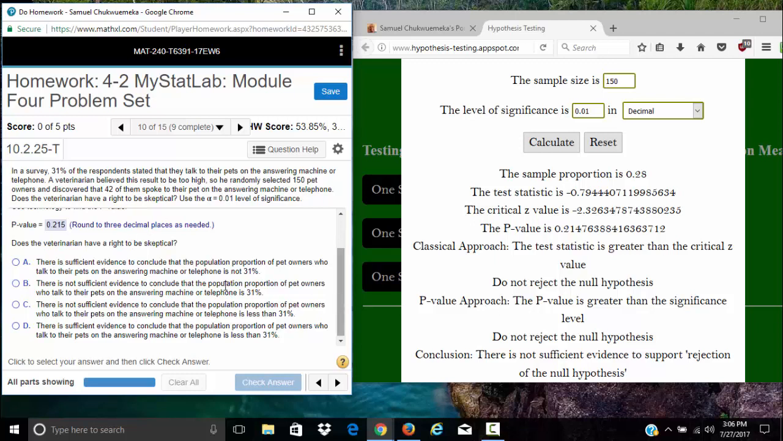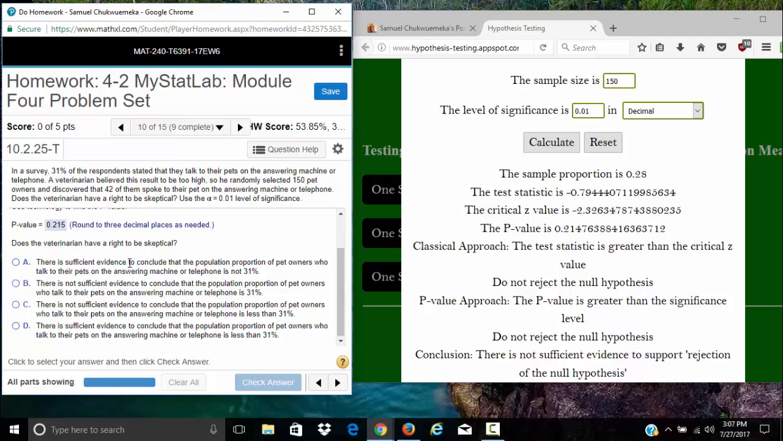Okay, so this is with the p-value approach. And then the conclusion: there is not sufficient evidence, which means there is insufficient evidence to support rejection of the null. So, process of elimination, A is gone and D is gone. So, let's look at B and C. There is not sufficient evidence to conclude that the population proportion of pet owners who talk to their pets on the answering machine or telephone is 31%.